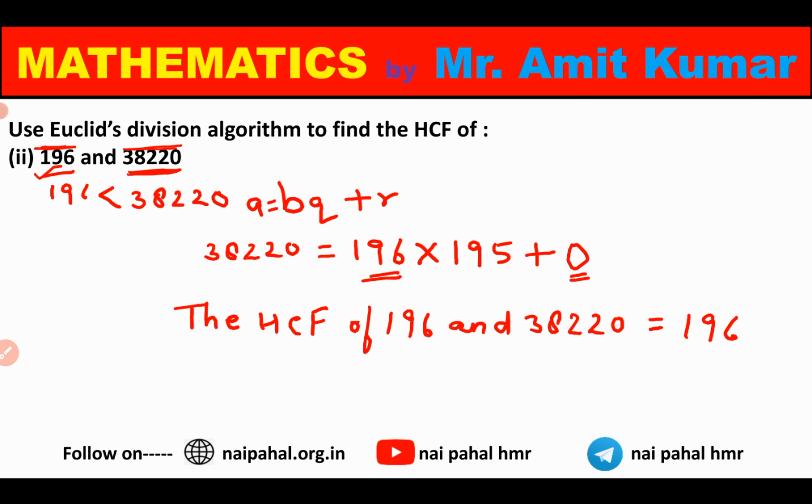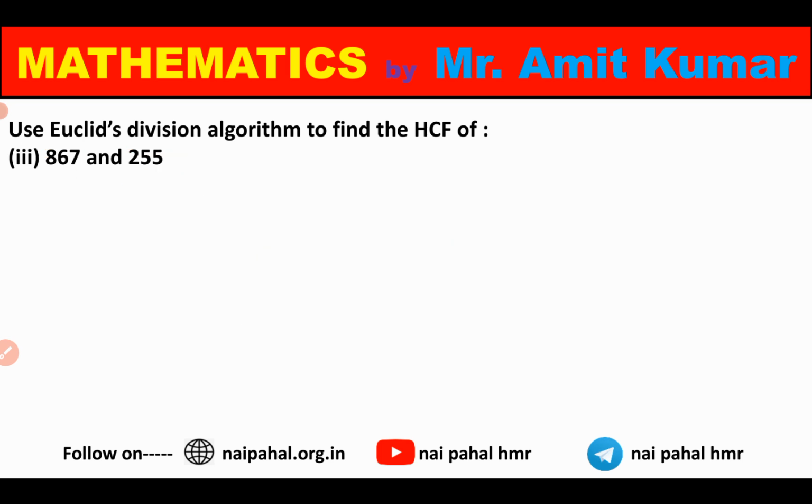Okay, now let's move on to the next slide. Use Euclid division algorithm to find the HCF of 867 and 255. First, compare them. 867 is more than 255. In that case, write the Euclid division algorithm: A is equal to BQ plus R.